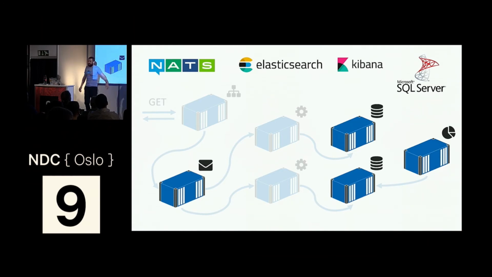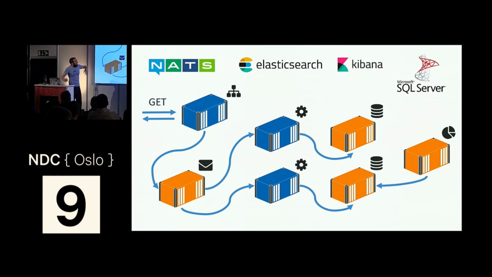Kibana is a Node.js application, so that obviously runs on Linux too. What I'm going to do now is start from the point where everything's running in Windows. I'm going to move the stuff over so that the Linux-compatible bits and pieces run in Linux containers. Blue means Windows and orange means Linux, if you haven't guessed the color scheme.